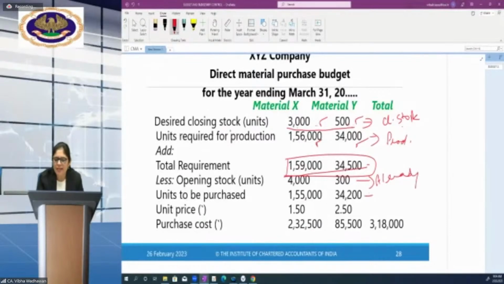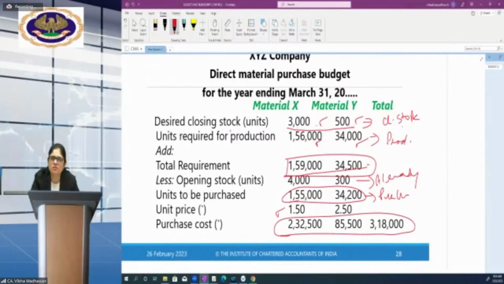So the balance we need to purchase. Clear? So this we need to purchase and this is the unit price. So this should be basically the purchase cost of raw material. So this should be the budgeted purchase cost of raw material. So this is how we make the budget.